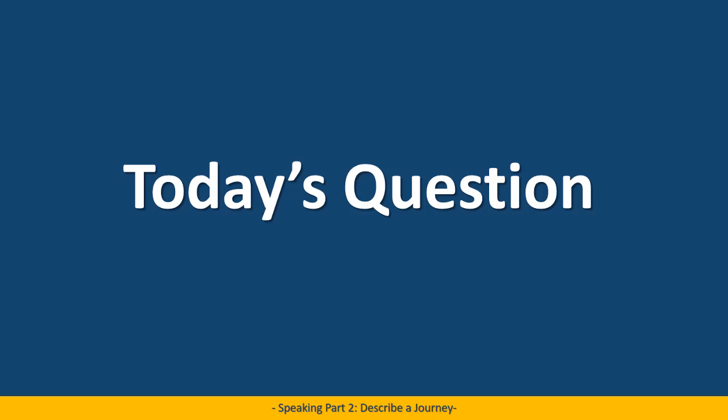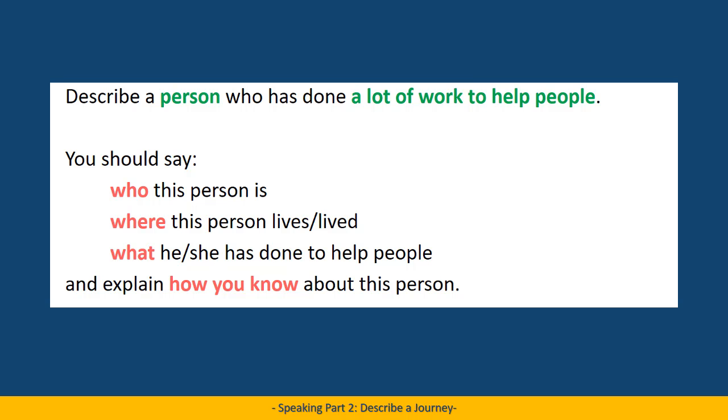Today's question is, describe a person who has done a lot of work to help people. You should say who this person is, where this person lives or lived, what he or she has done to help people, and explain how you know about this person. You'll have to talk about the topic for 1 to 2 minutes, basically 2 minutes, and you can make some notes if you wish in the 1 minute you have to prepare.